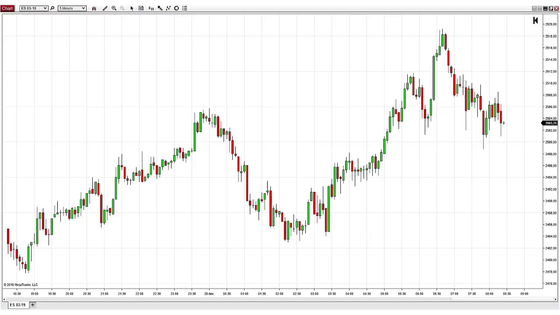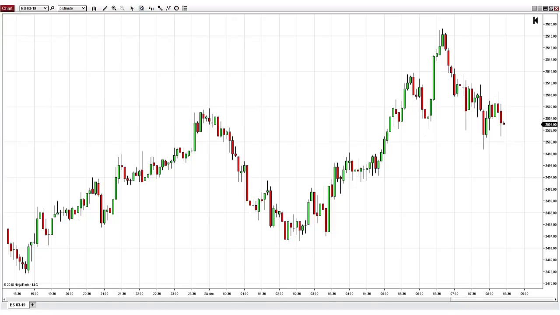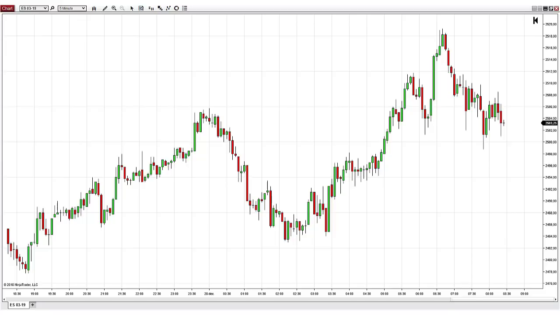And in Wyckoff theory, these sideways channels are called areas of accumulation or areas of distribution. And that means that either the buyers are accumulating their positions, they're buying stocks or they're buying contracts that they want to sell later at a profit, or sellers are distributing their holdings that they bought earlier. So these are ideas and methods developed by Richard D. Wyckoff, sometime in the 1920s, 1930s. And that has been a foundation in my analysis and my trading. So I will also go through more of the Wyckoff method in this series.